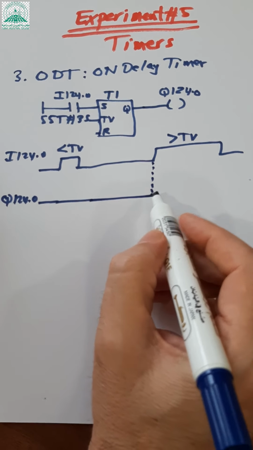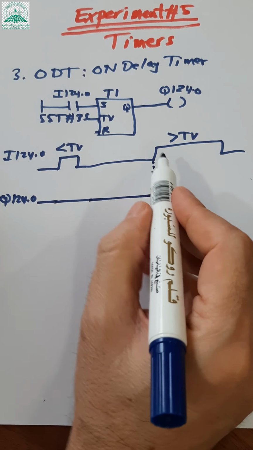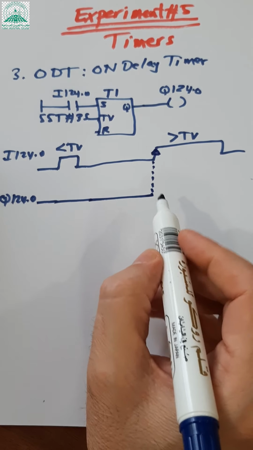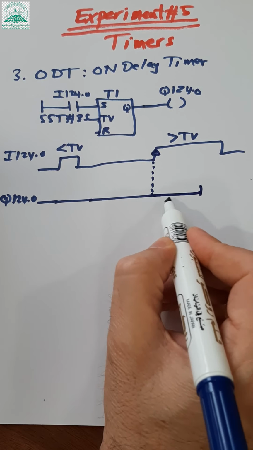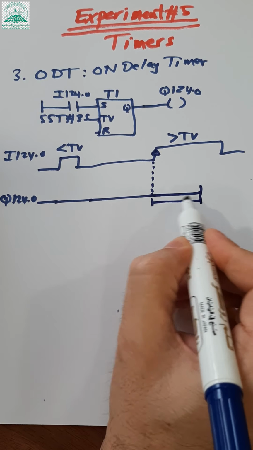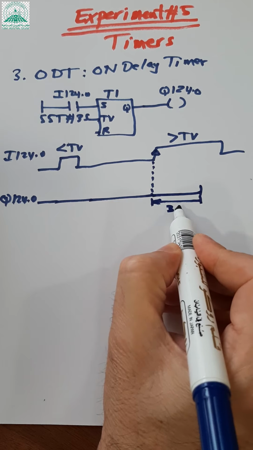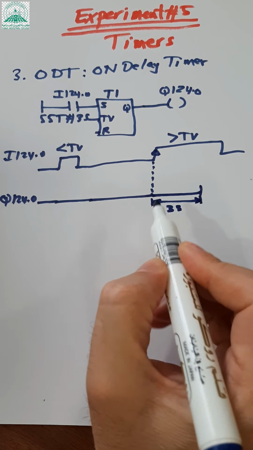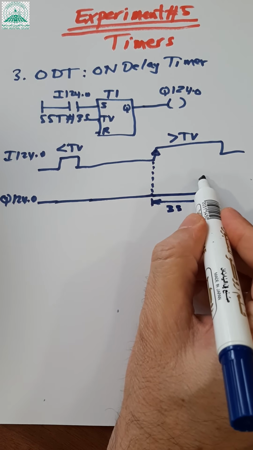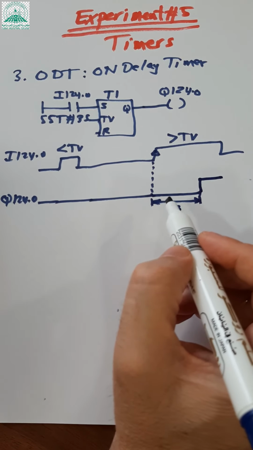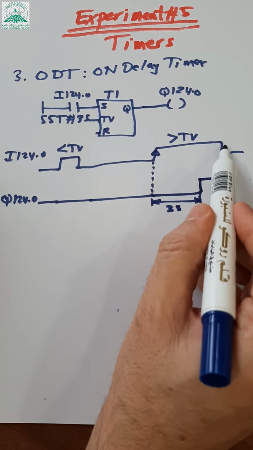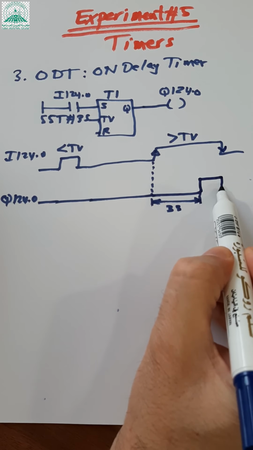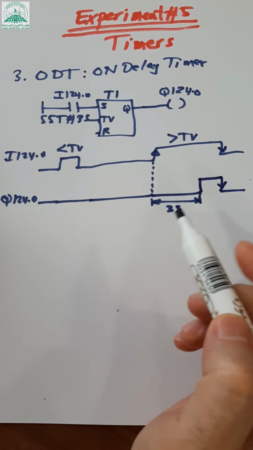The timer will count starting from this positive edge here. Then after 3 seconds, this delay is equal to 3 seconds, which is the TV value. After that the output will be on, energized, as long as the input is 1. If the input goes to 0, then the output will go to 0 with it. Okay.